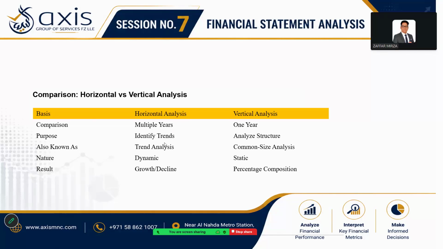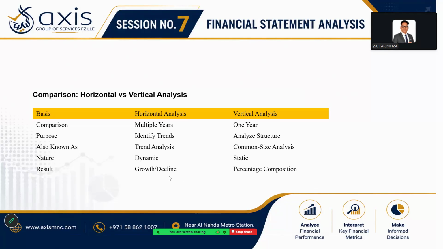Purpose: horizontal analysis is for identifying the trend. Vertical analysis is to analyze the structure. Structure analysis means, for example, we have 40% gross profit, 20% salaries, 15% rent towards sales. Horizontal is also known as trend analysis, vertical as common size analysis. Nature is dynamic and static. Results: growth and decline, and percentage comparison.